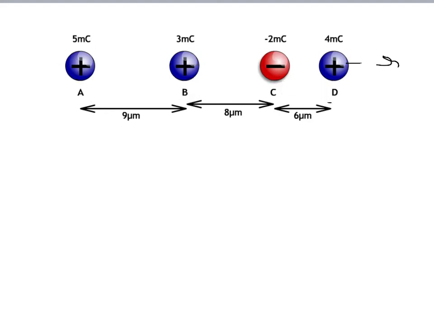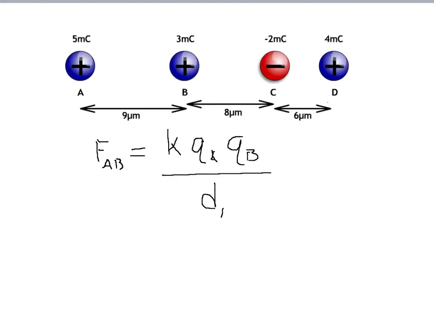Very soon we'll learn to calculate multiple forces and then just do the addition and subtraction for the net force. But for right now, let's just focus on A and B, or B and D. So Coulomb's law tells me that the force between A and B, F_AB, due to the electrostatic repulsion, is going to be K times QA times QB divided by the distance between A and B squared.